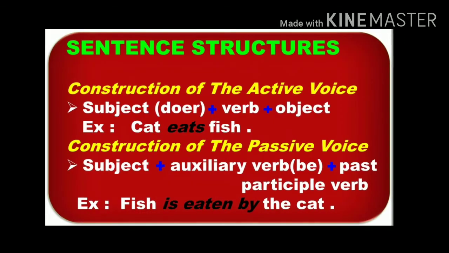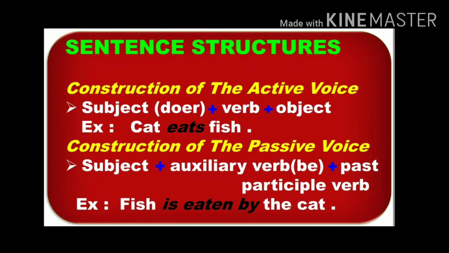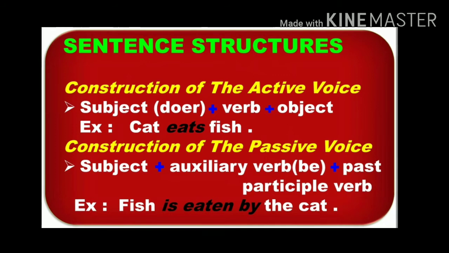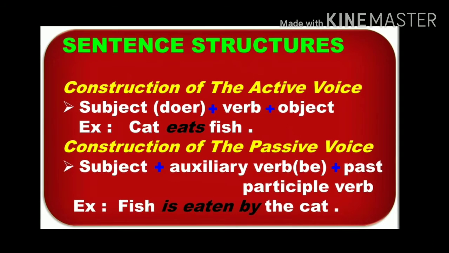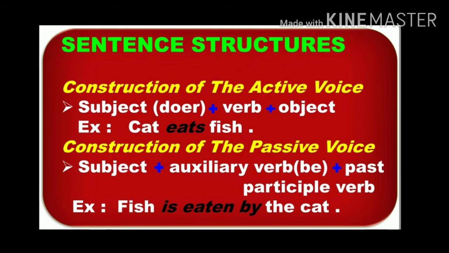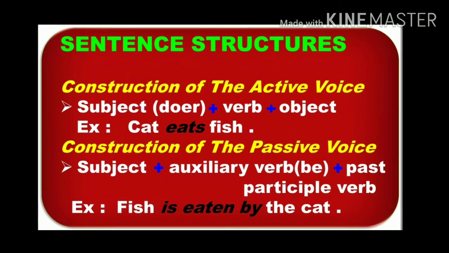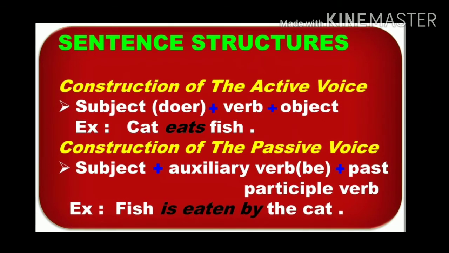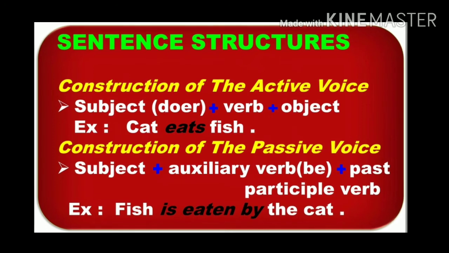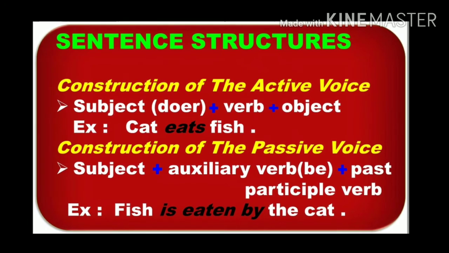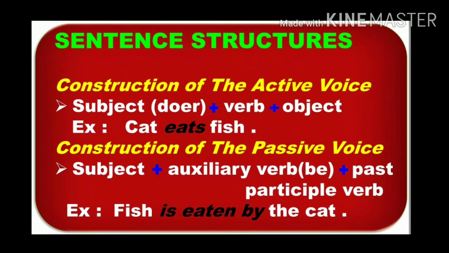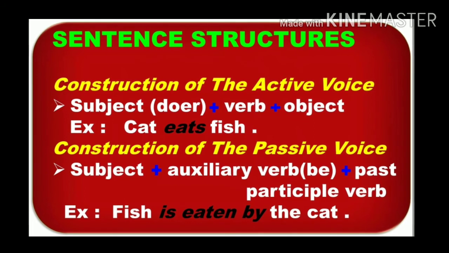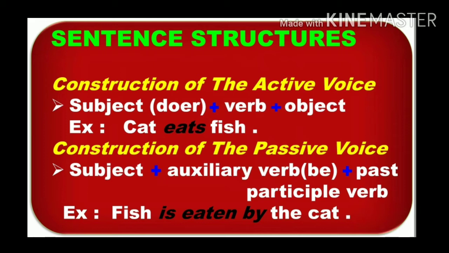Okay. Let's see sentence structures. Usually in a sentence, we will have subject, verb, object, complement, adjunct, etc. Right? In construction of the active voice, we should have subject, that is the doer of the action, plus verb plus object. Look at the example. Cat eats fish. Here, cat is the subject, that is the doer of the action, and the verb is eats and the object is fish.